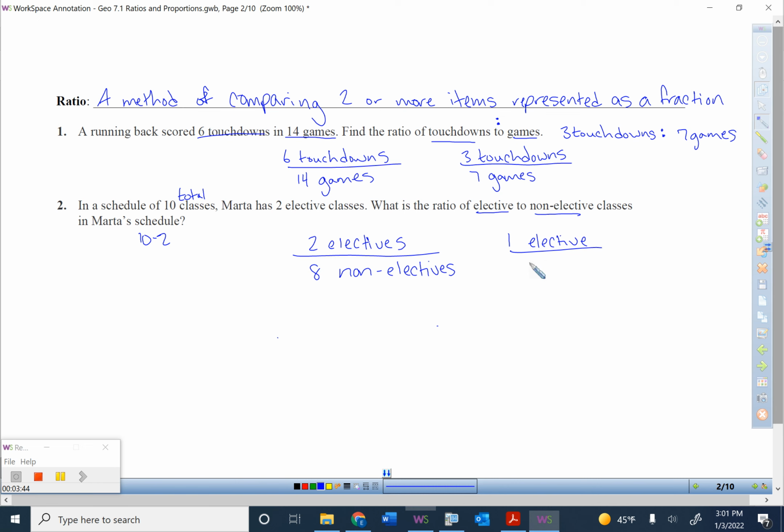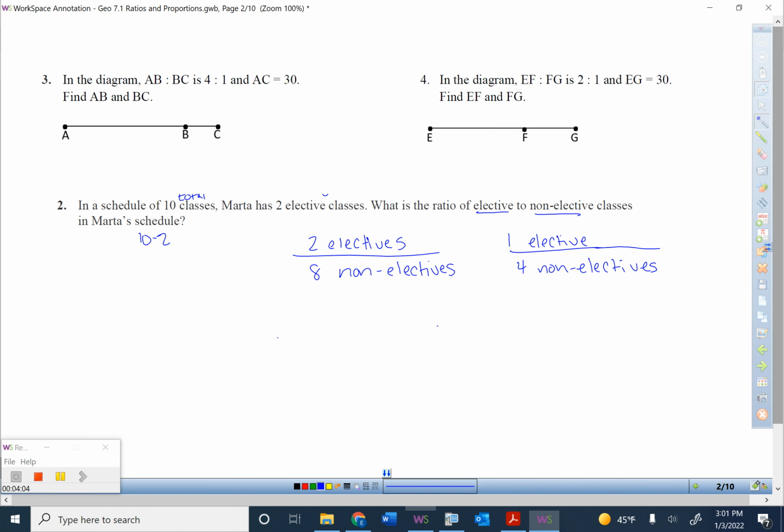okay, to 4 non-electives. Now, one thing that's different here with regular fractions, we do have to always include the number 1. We can't leave it off like sometimes we do with if that one was in the bottom. Okay, we do have to write a number with our labels here.